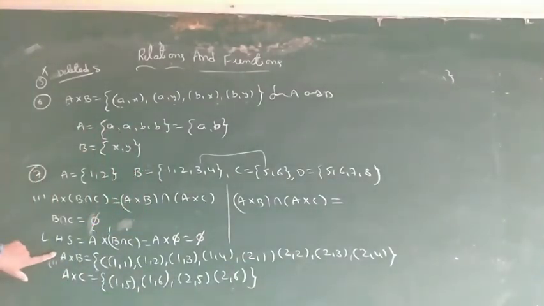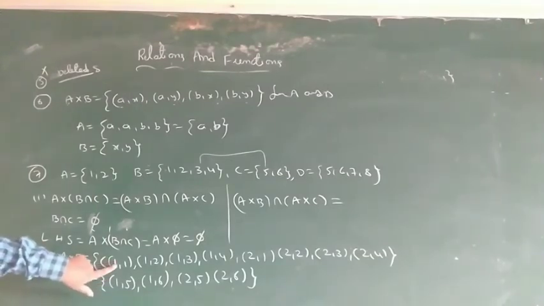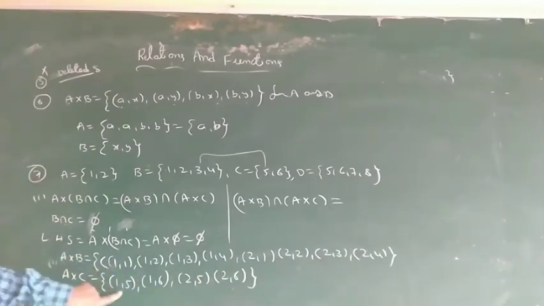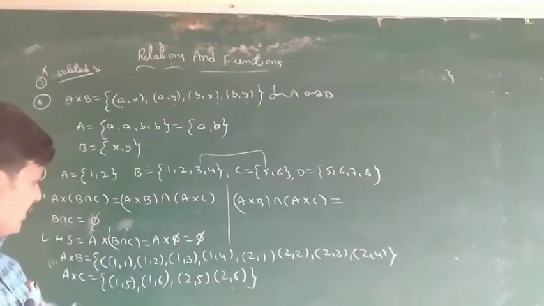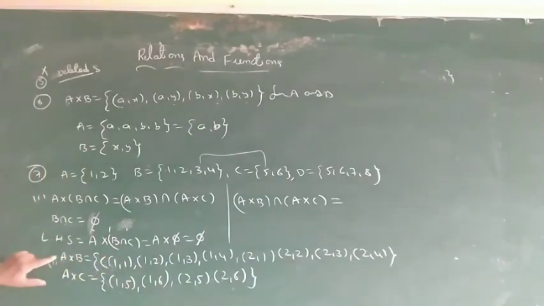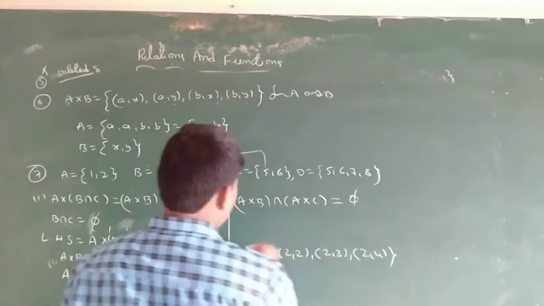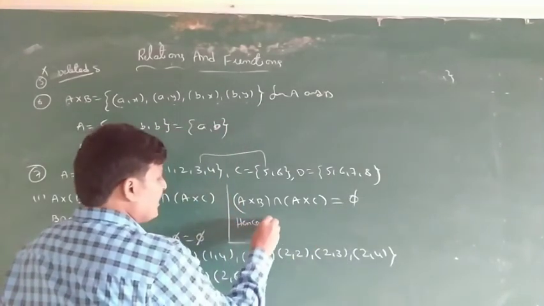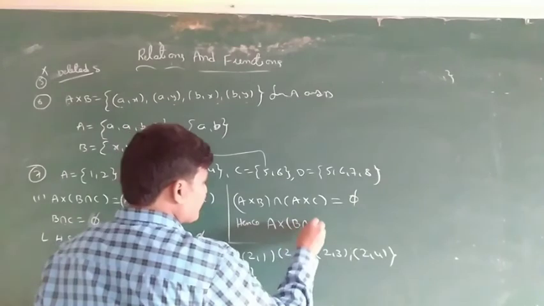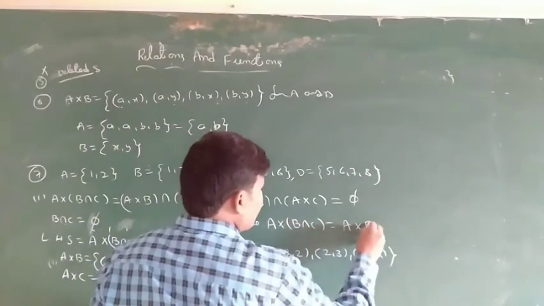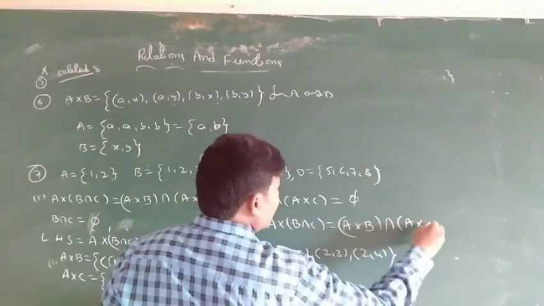The common elements of A cross B and A cross C: there is no (1,1) in A cross C, no (1,2), (1,3), (1,4), (2,1), (2,2), (2,3), (2,4). There is no common element in both sets. Intersection means common, so this is equal to pi. Hence A cross (B intersection C) is equal to (A cross B) intersection (A cross C).